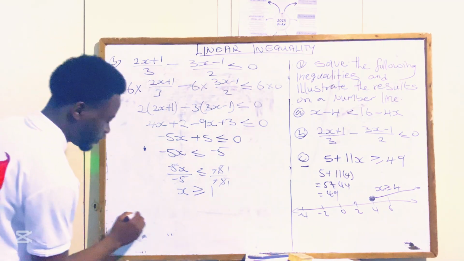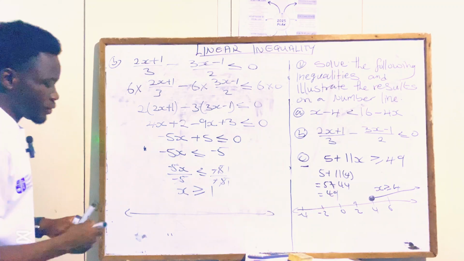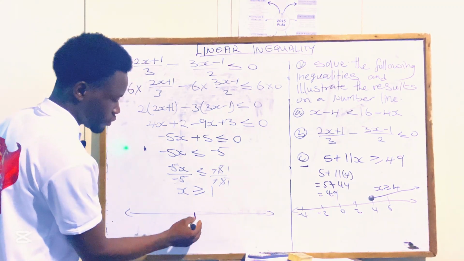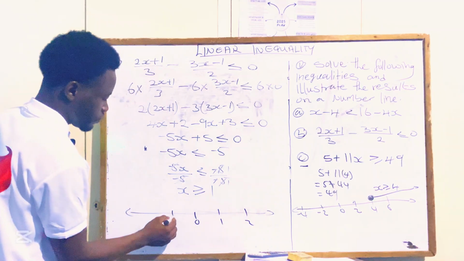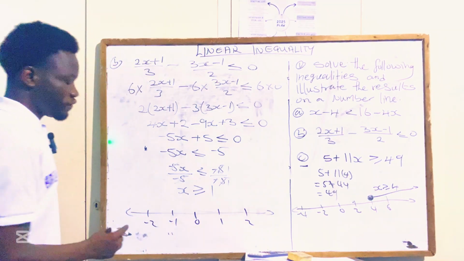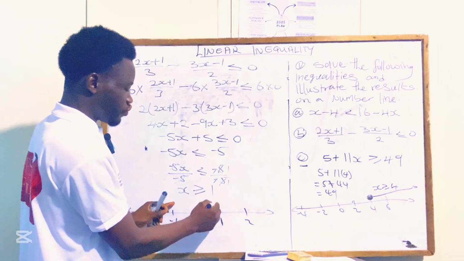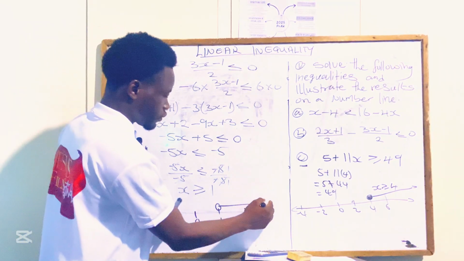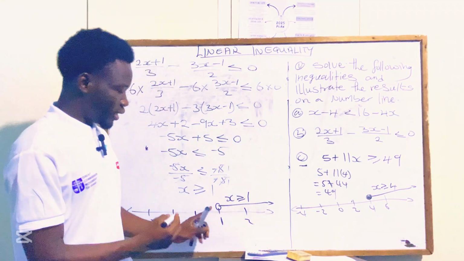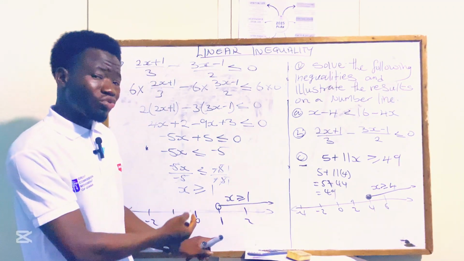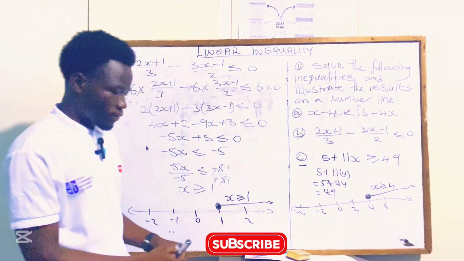Now we can illustrate this on a number line. So we have 0, 1, 2, negative 1, negative 2. Now the sign is going this way, and my 1 is here. So just draw it and get your line drawn. So x is greater than or equal to 1. Now you also know that it is greater than or equal to, so therefore I shade this portion of it.